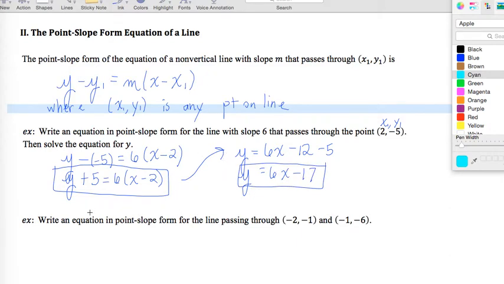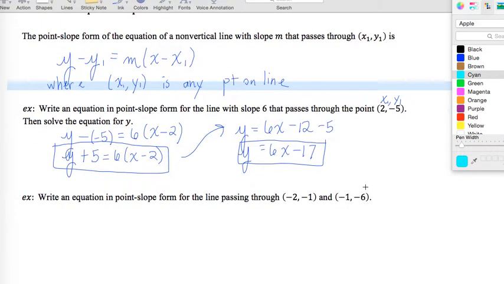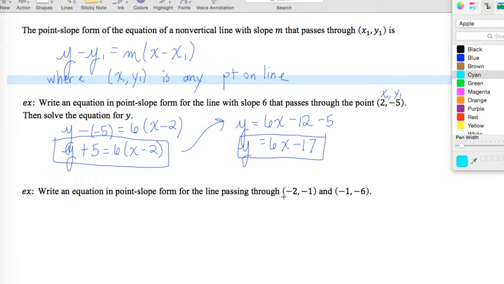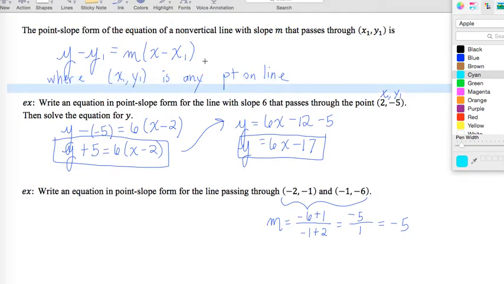So if we want to write an equation, there's another one: write an equation in point slope form for the line passing through these 2 points. First we're going to need the slope. So first thing we're going to do is compute the slope of the line between those 2 points. y2 minus y1 is -6 plus 1 over x2, -1, minus -2 is plus 2. We get -5 over -1 plus 2 is 1. We're getting -5.